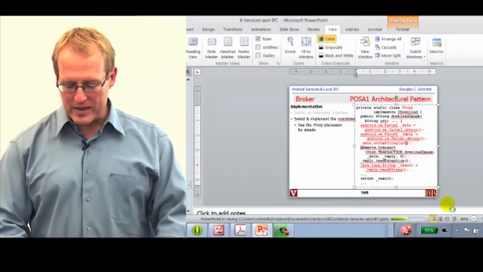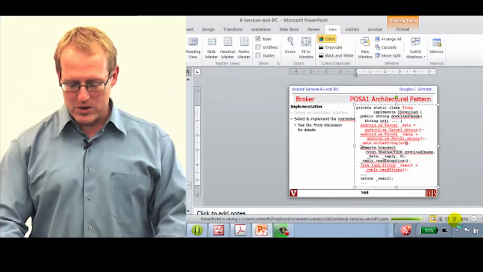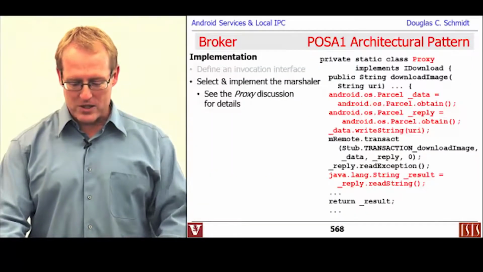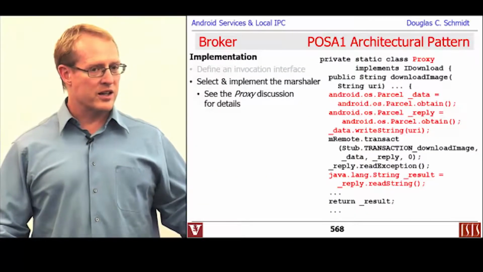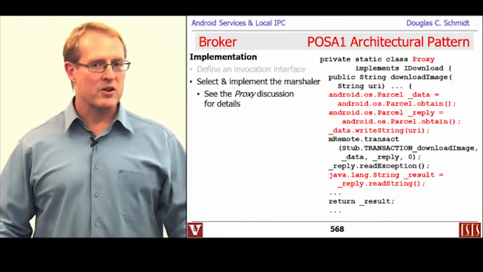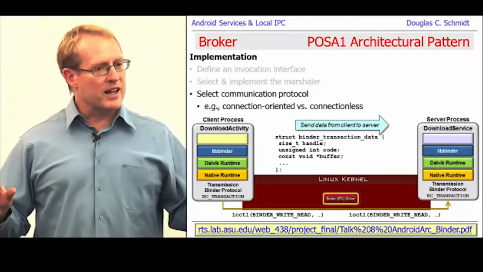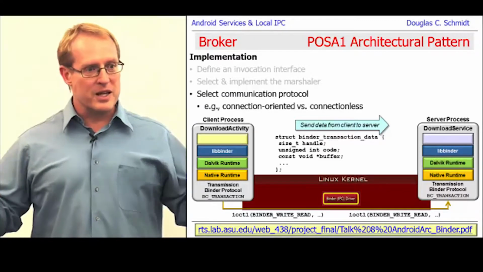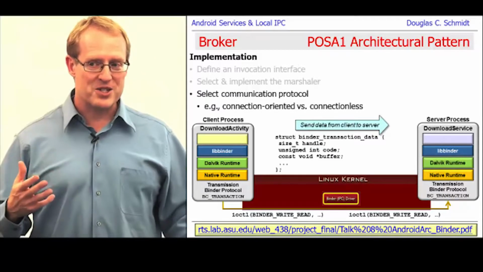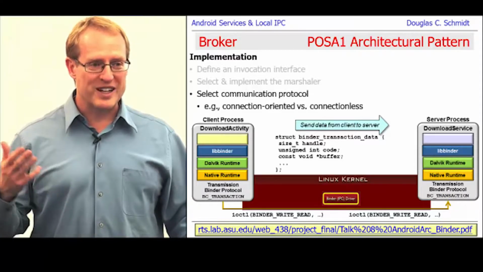And it's going to write that thing into the parcel, and then the parcel will be passed over as part of the invocation with the transact method on the remote binder. So we've already covered a lot of that stuff. What we're about to cover now is a little bit deeper than what we covered with proxy. Proxy kind of stops at the point where things start to get interesting.